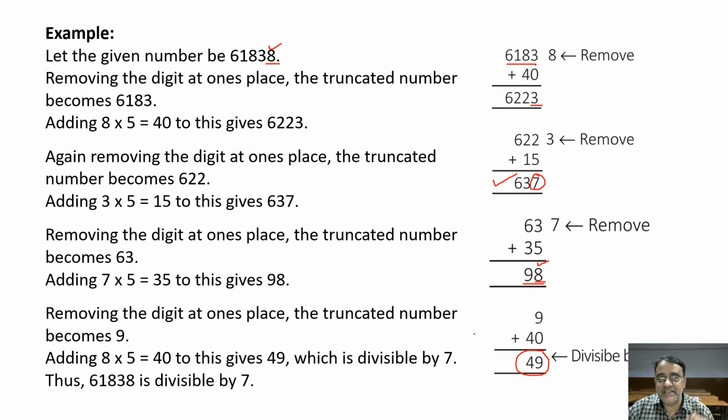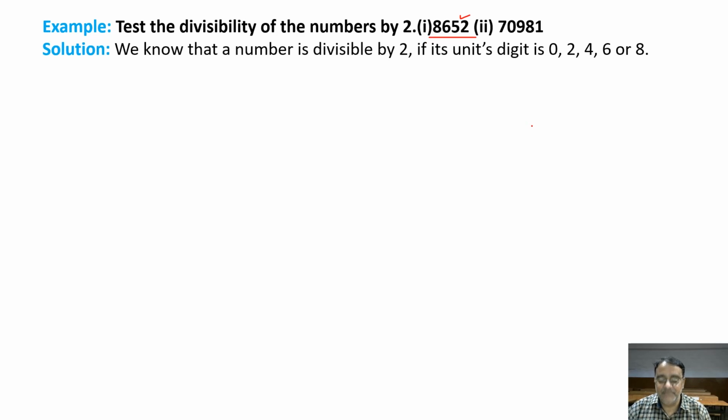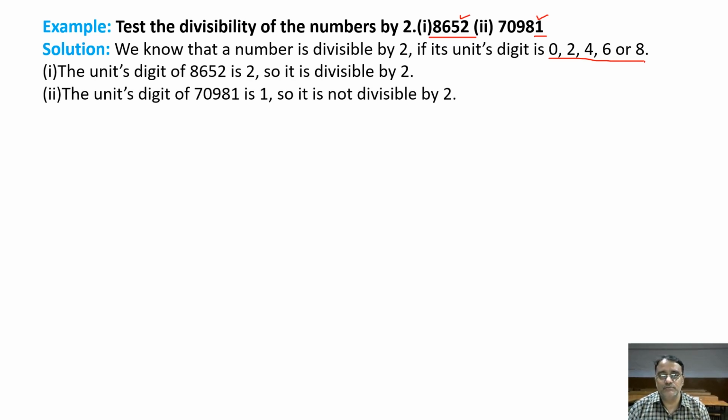ठीक है? अभी कुछ एग्जाम्पल देखते हैं हम लोग. टेस्ट द डिविजिबिलिटी ऑफ नंबर by 2. 8 6 5 2. See, unit place digit is 2, so this number is divisible by 2. Okay, we know that the number is divisible by 2 if its unit place digit is 0 2 4 6 or 8. So this number is divisible by 2, and here the unit place digit is not of any of these digits, that is odd number, so that is why the second one is not divisible by 2, right?